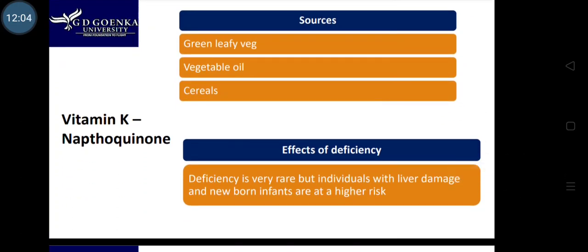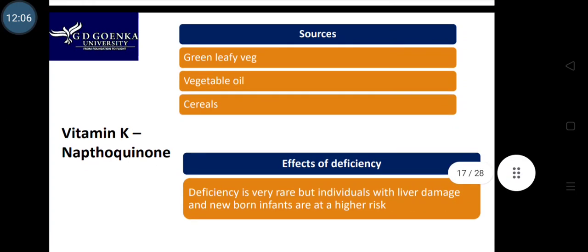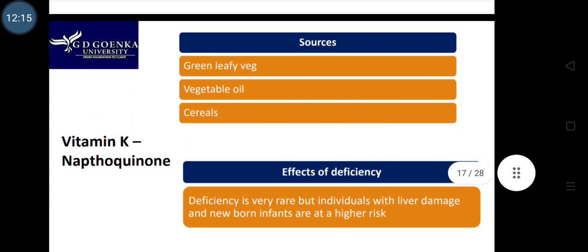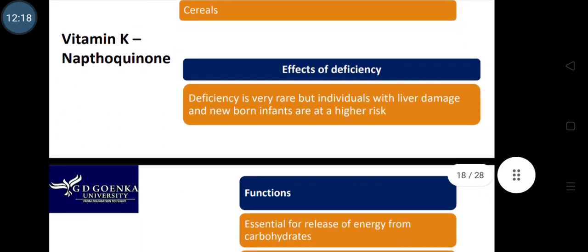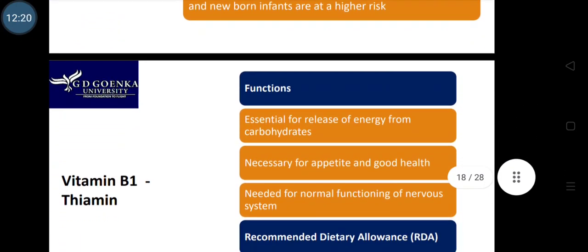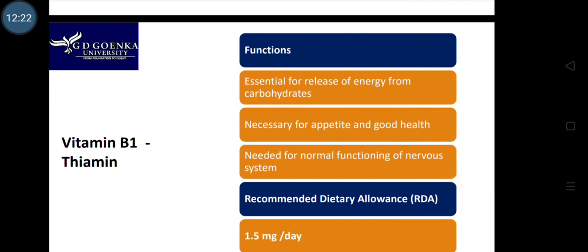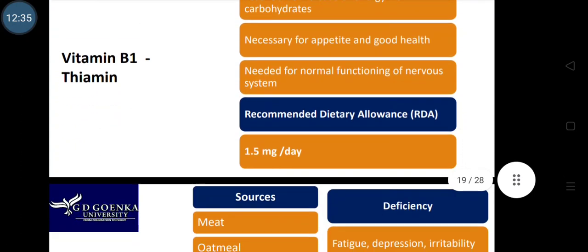The effects of deficiency: since vitamin K helps in clotting, deficiency is very rare, but individuals with liver damage and newborn infants are at high risk, and the symptom will be bleeding. Now the B1 vitamin, thiamine, is essential for release of energy from carbohydrate, necessary for appetite and good health, and needed for normal functioning of the nervous system.